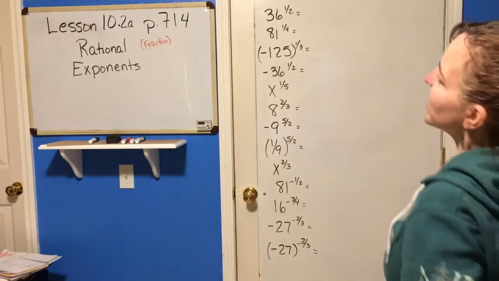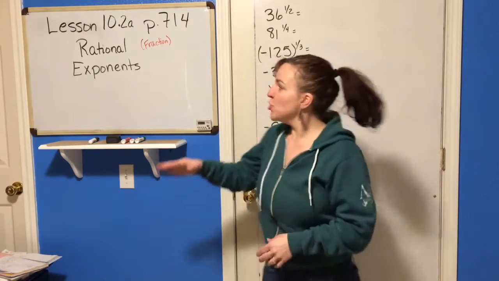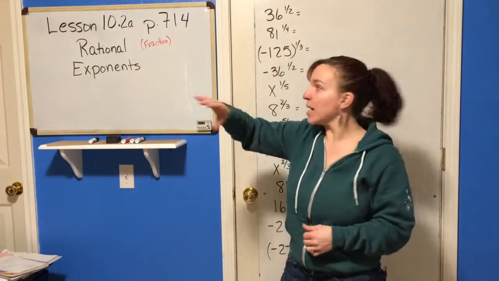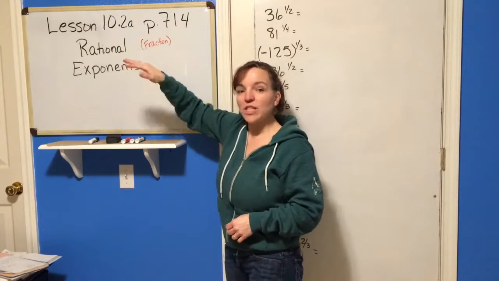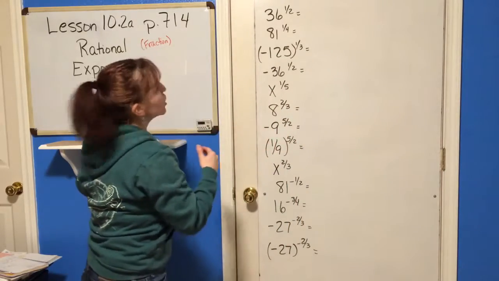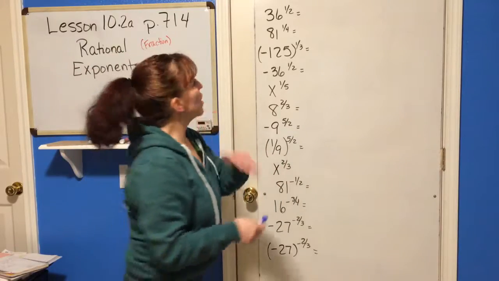First half of lesson 10.2 is rational exponents. And you know, exponents are the little number above that says we're going to multiply this many times. And rational simply means it's a fraction. So rational exponents are those little exponents that are actually fractions. And it looks scary, but it's not that scary. It's not hard. You know how to do this.